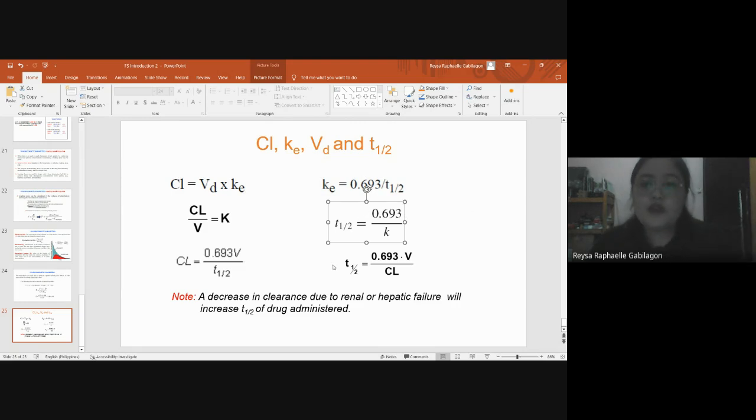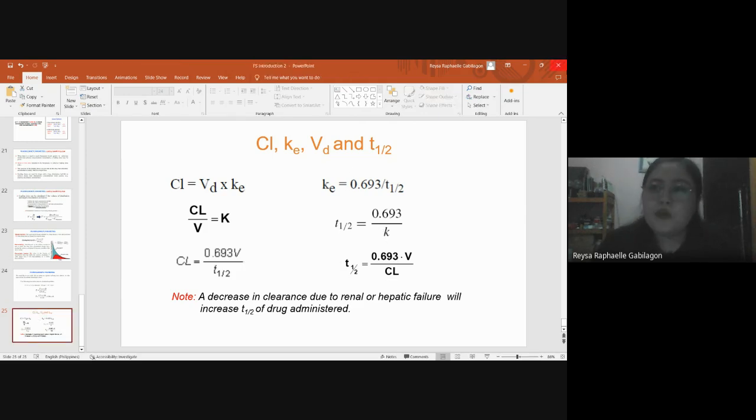I-derive na lang yung formula. Now, pwede nating i-merge if you want to compute for the half-life, and what we have is the clearance. Ito yung gamitin: 0.693 times the volume of distribution divided by the clearance. So, take note, a decrease in our clearance due to problems in the liver or the kidney will increase the half-life of the drug.